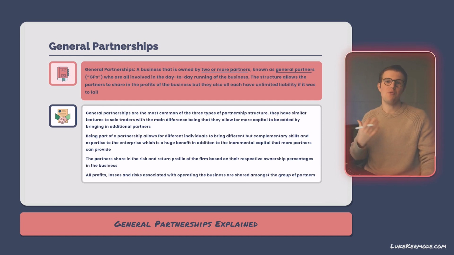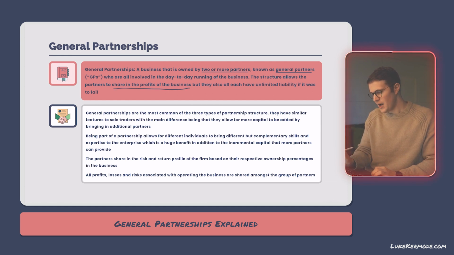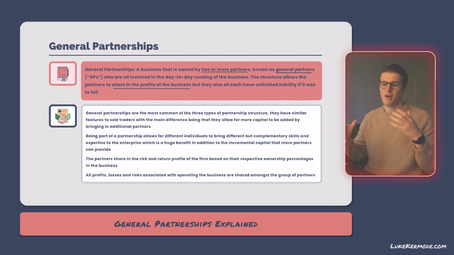They all contribute to the successful running of the enterprise. They contribute some form of skill or acumen in an area of the business, which helps it move forward and run effectively. The structure allows the partners to share in the profits of the business. They all have an ownership stake in the business, and they share in the profits relative to their percentage ownership, but they all have unlimited liability.